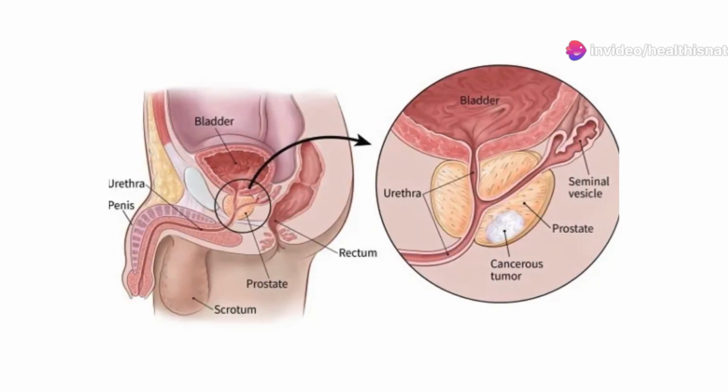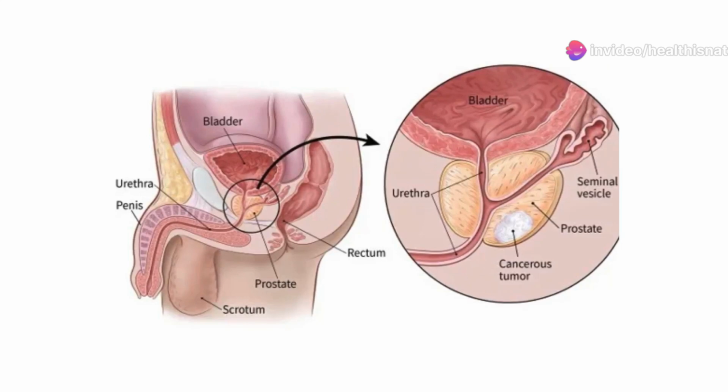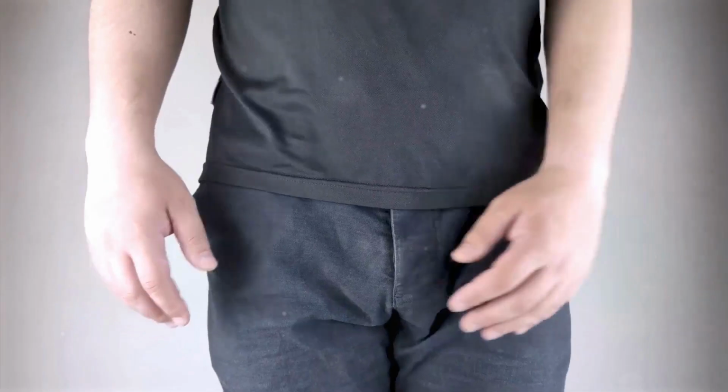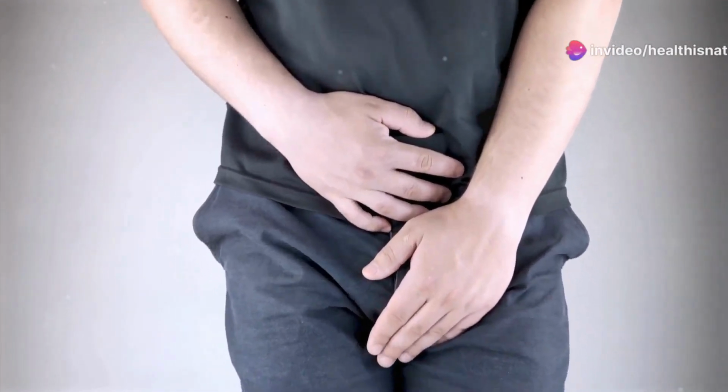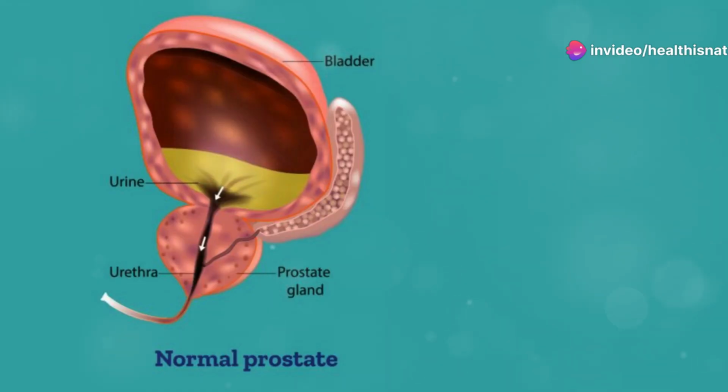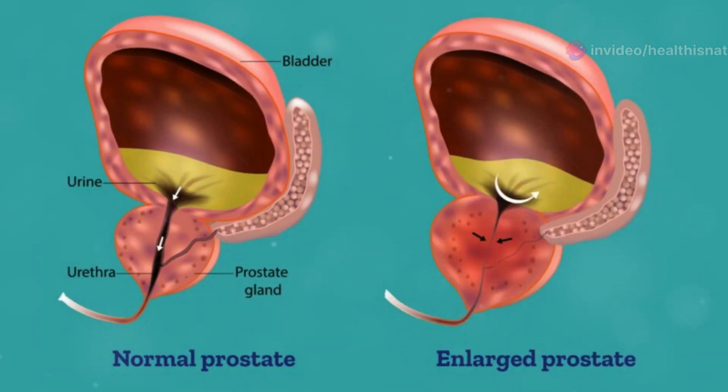When it comes to clinical manifestations, BPH typically presents with urinary symptoms due to its location around the urethra. These include increased frequency, urgency, nocturia, and difficulty starting and stopping urine flow. The bladder may not empty completely, increasing the risk of urinary tract infections.